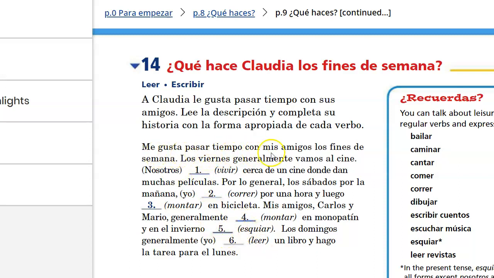Me gusta pasar tiempo con mis amigos los fines de semana. Los viernes generalmente vamos al cine.